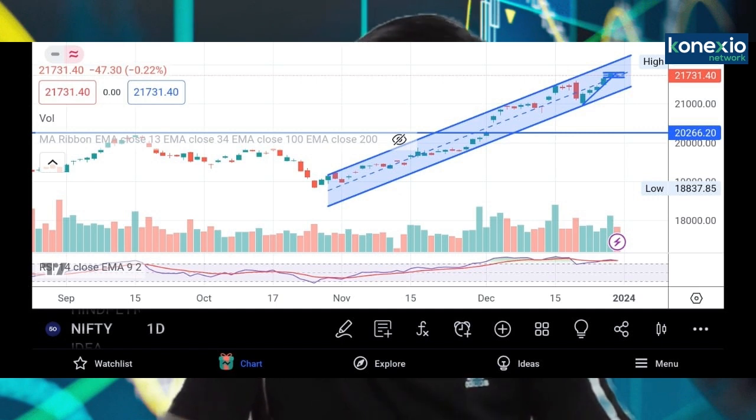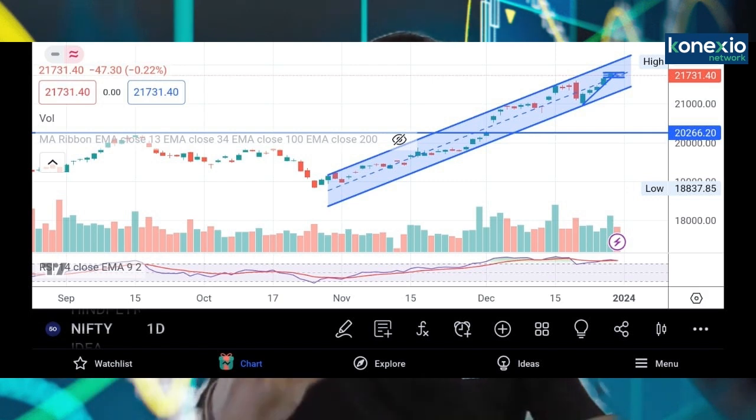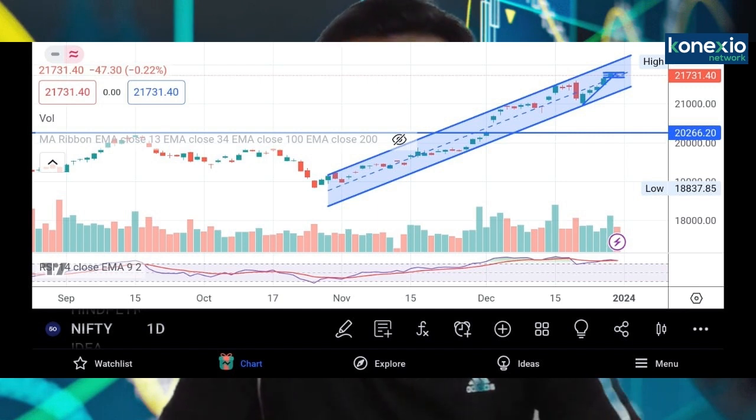So Friday's and Thursday's highs and lows are the critical levels for traders to watch out for. If Nifty breaks the upper range of Thursday and Friday's high, then one should go long. And if Nifty breaks Thursday's or Friday's low, then one should go short, or we might see some sort of profit booking coming in at this particular juncture.